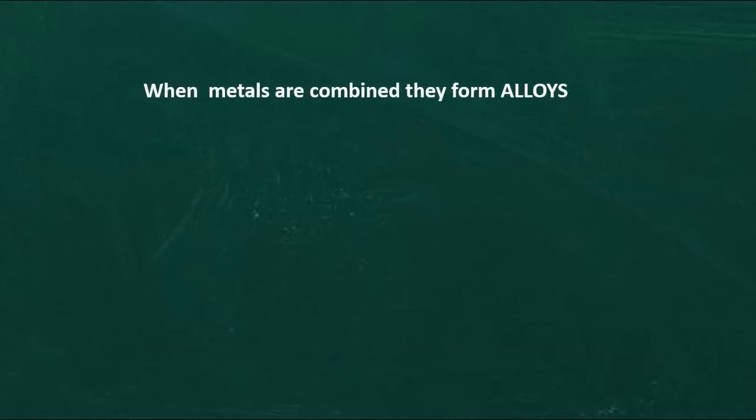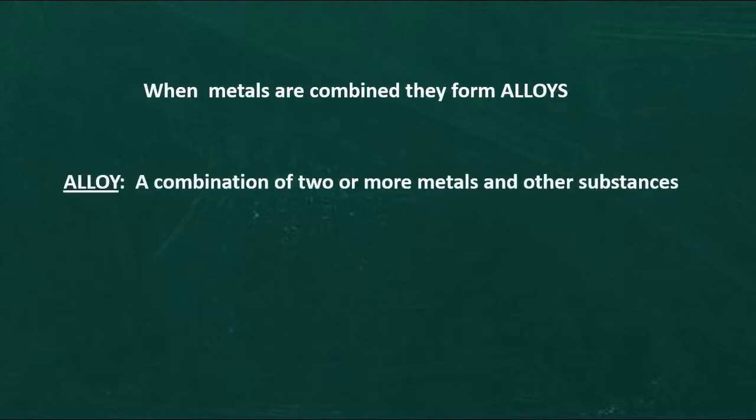When we combine two or more metals, we create a mixture of metals, which we call alloys. So we can define an alloy as a combination of two or more metals, and sometimes other substances, because sometimes non-metals are mixed in also. I'm going to make a mixture of two metals by mixing my sample of tin with the aluminium.